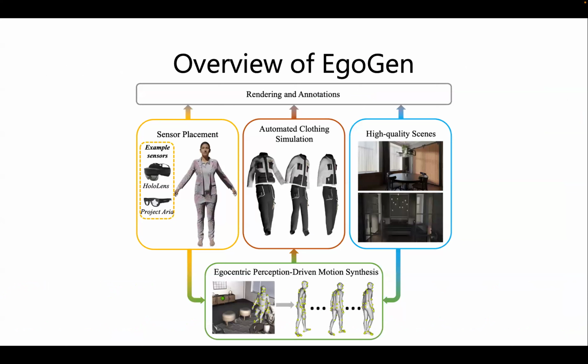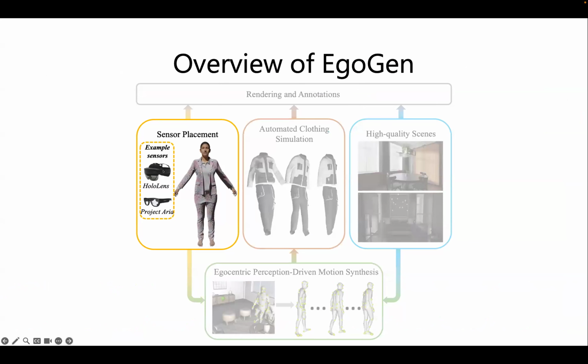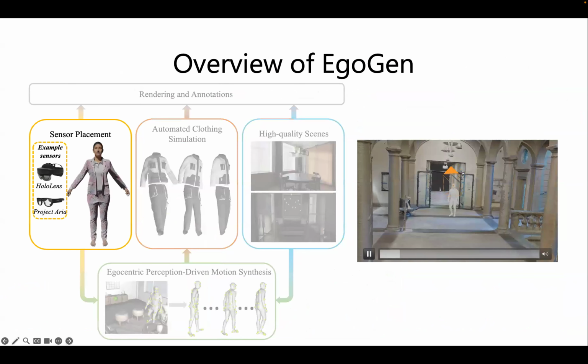Okay, so just an overview of EgoGen. The first component is sensor placement. Here is a visualization. So far we have just put a camera on the human body, on the human head between the eyes. But with EgoGen, we could also potentially put other sensors, for example IMUs or grayscale cameras for SLAM systems. So there are other sensors we can also synthesize.